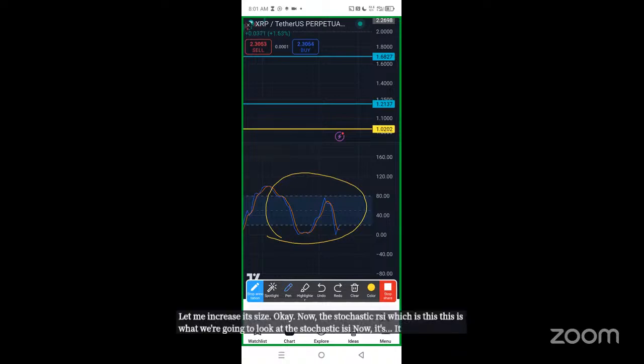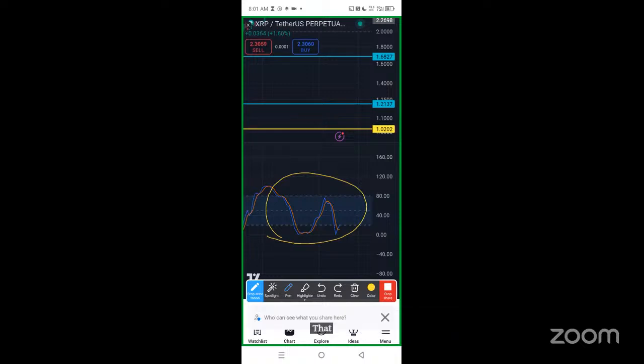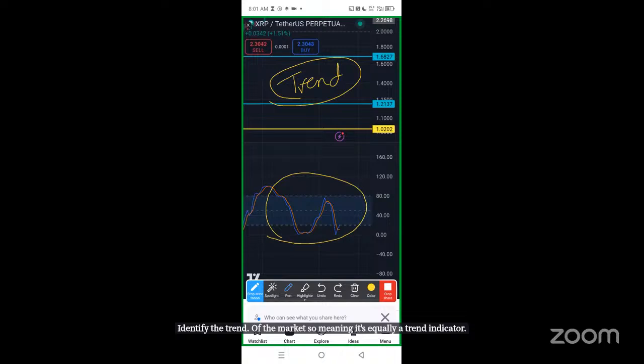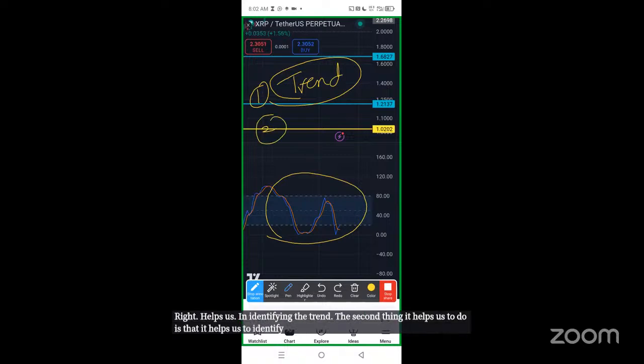Now it's an indicator that is basically used to identify two or three things. One is that it helps us to, first of all, identify the trend of the market. So meaning it's equally a trend indicator. All right, it helps us in identifying the trend.